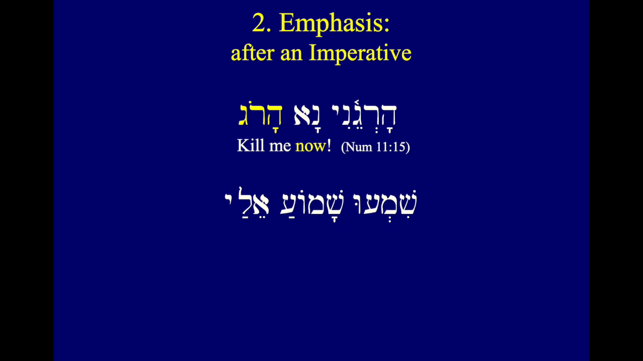And then shamoa, here's our call infinitive absolute, because we have an A-class vowel under our first radical, but then we have this O-class vowel between our second and third. This is our call infinitive absolute. Shim'u shamoa elai. So listen, to listen, and then elai, to me. Listen to me. That means really listen up.